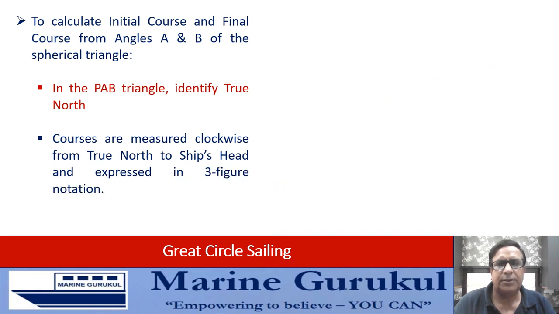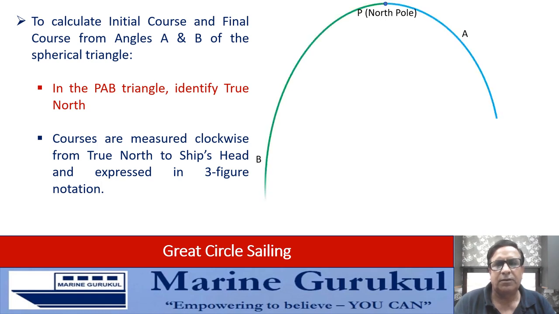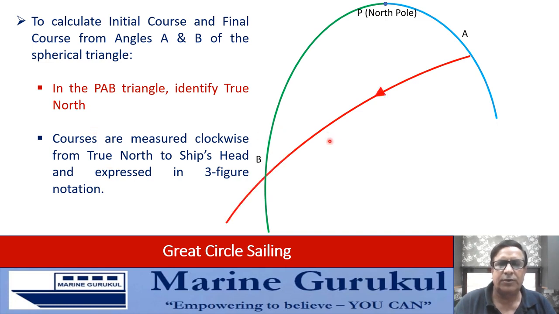Let's look at another example then. Here is the North Pole. Again, position A, position B, meridian of A, meridian of B, and the great circle track through the two. Please note the great circle track is curving, presenting its convex part towards the North Pole. Now in this case, this would be the calculated angle A and this much would be the calculated angle B. Let's place the ship both at A and B.